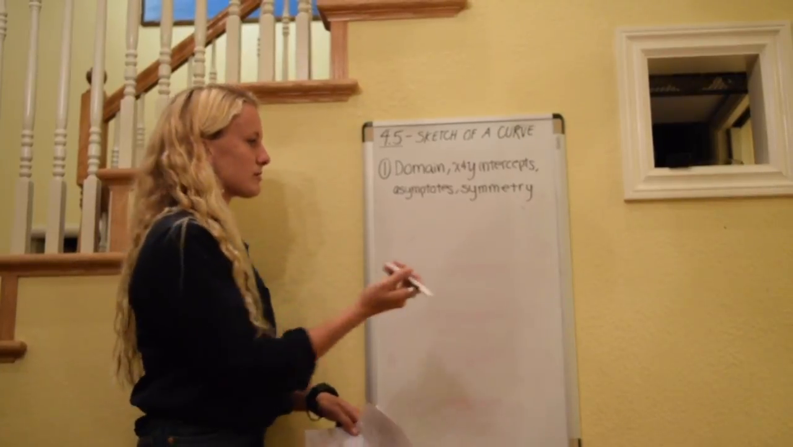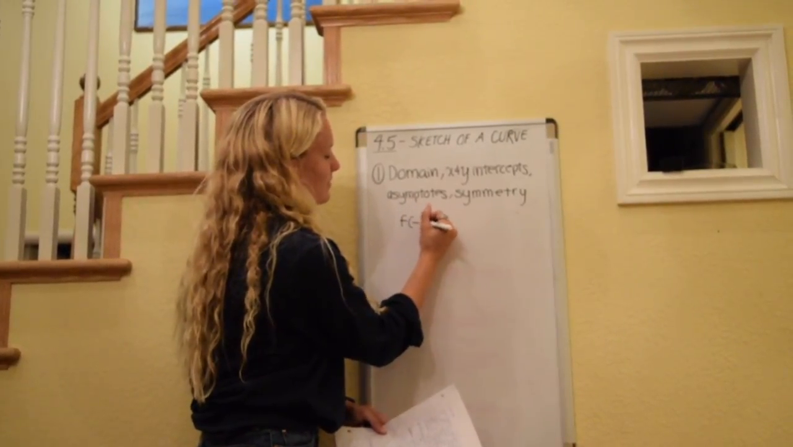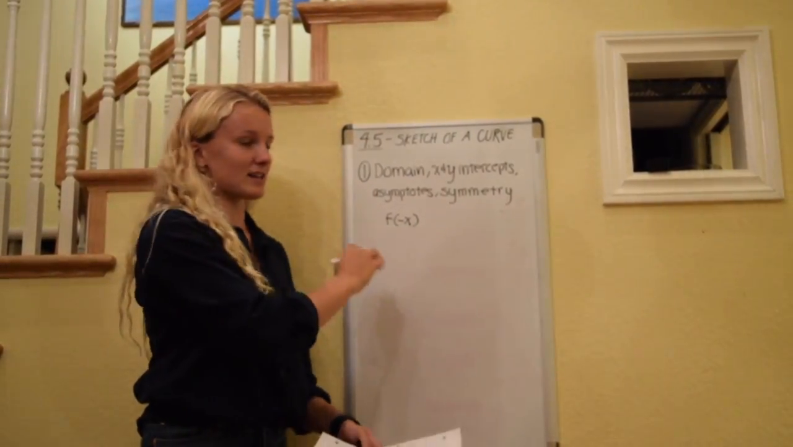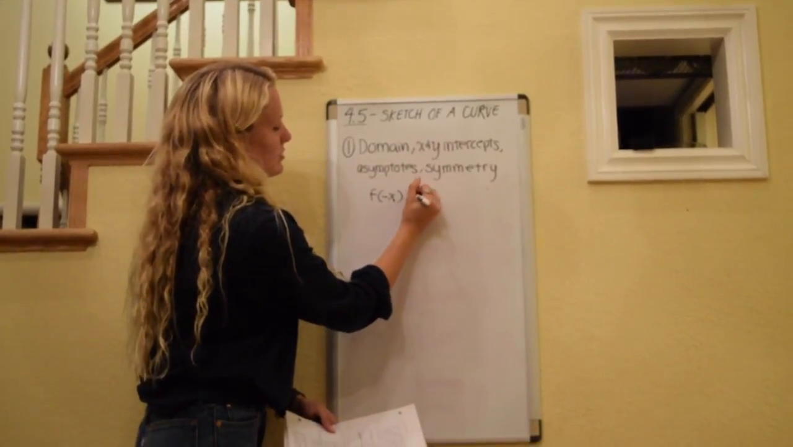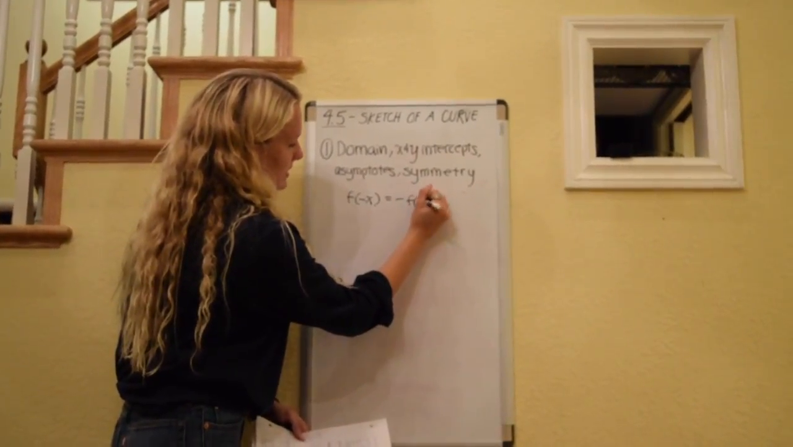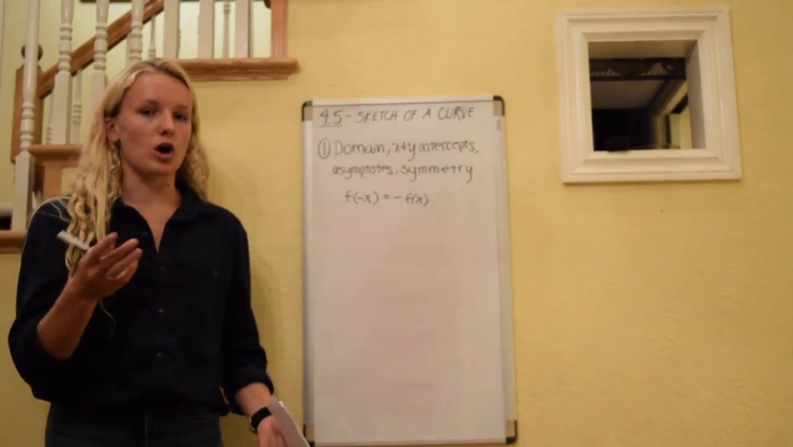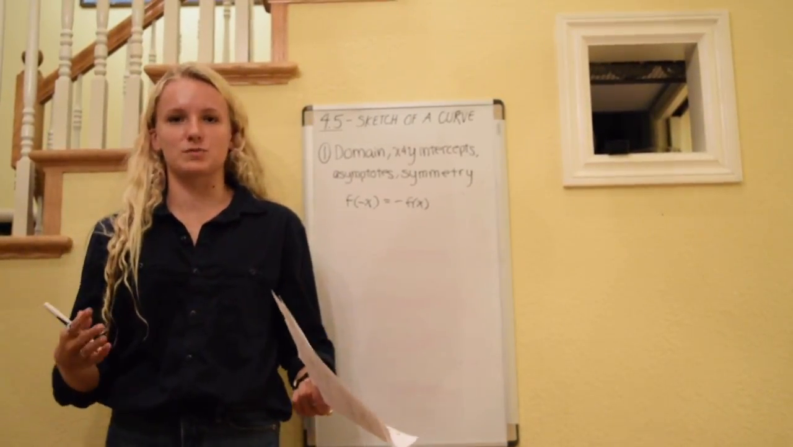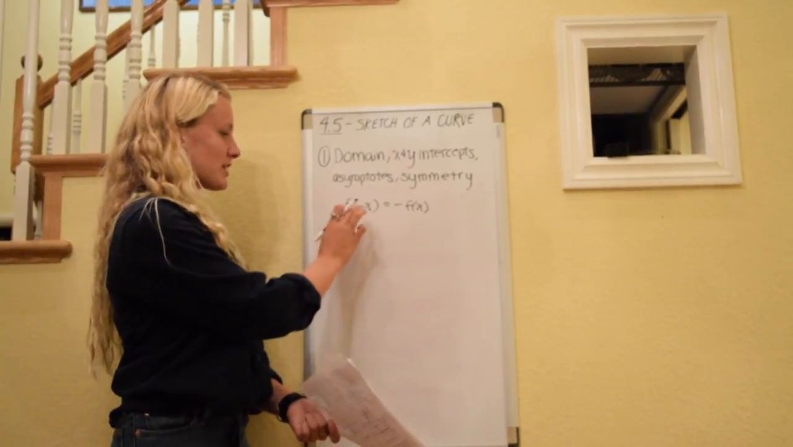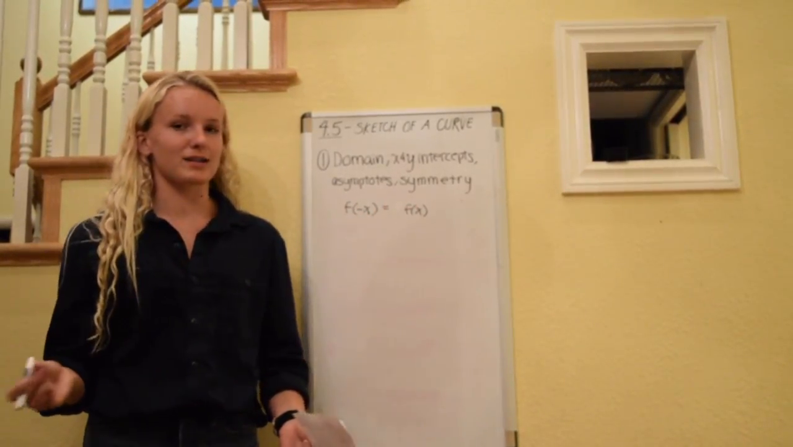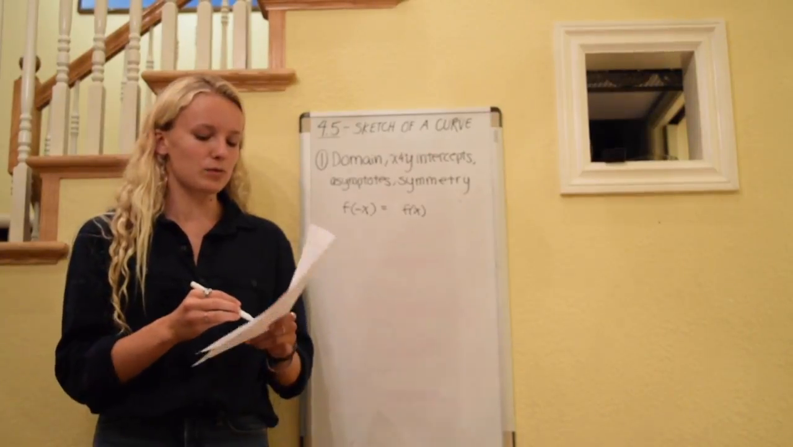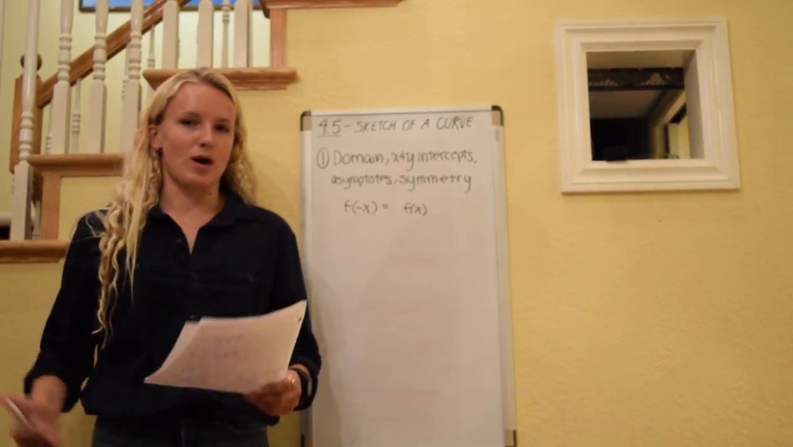And that you can test for by plugging in a negative x. So if you have f of x, then you plug in a negative x, and you get a negative f of x back. So basically the function except negative. That's going to be odd with symmetry in respect to the origin. If you plug in a negative x and you get f of x back, same exact thing, that's even, and that will have symmetry with respect to the y-axis.